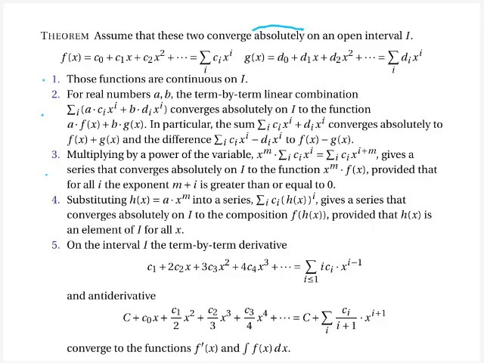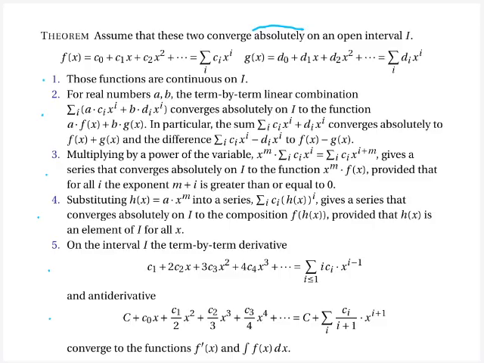You can substitute in where it says x, you can substitute 5 times x squared. Or you could substitute 1/7 times x cubed in for x. And you'll get what you think you should get. And finally, sort of the big payoff, you can take the term by term derivative and antiderivative.